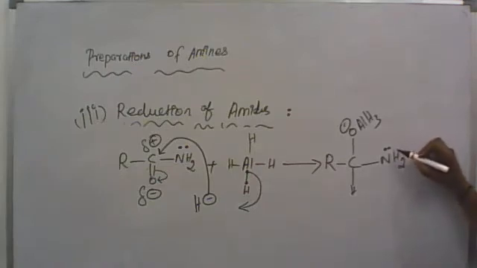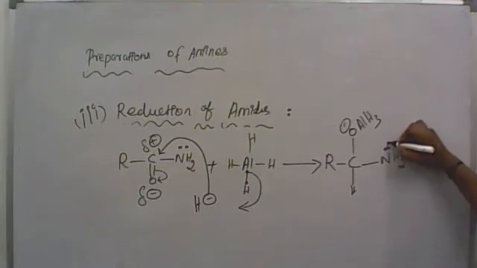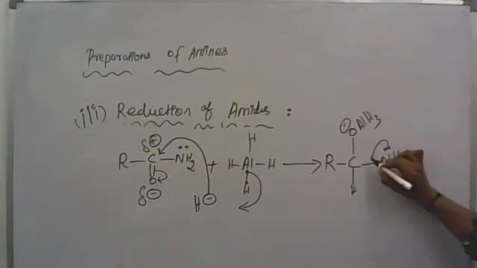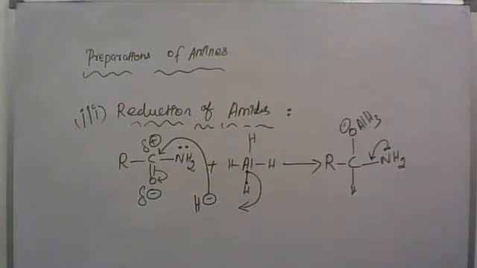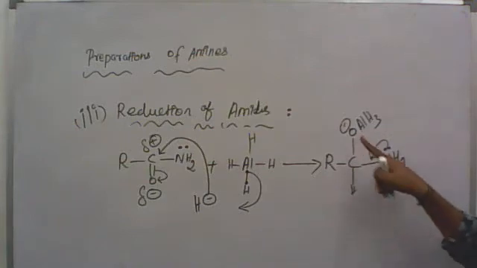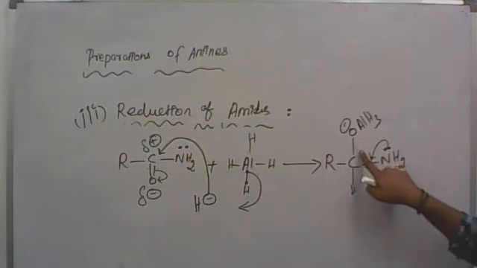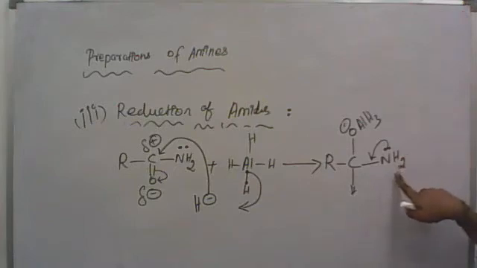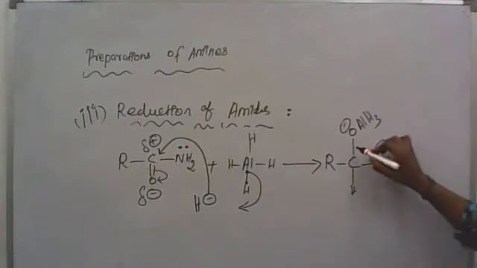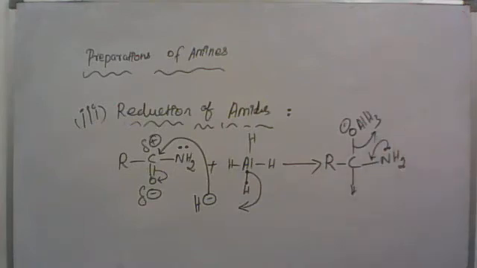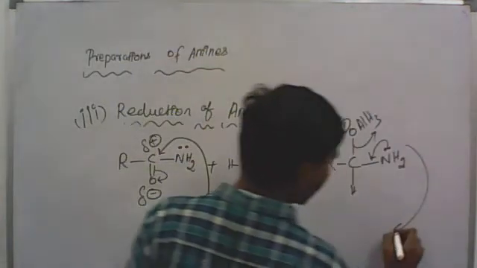Now this nitrogen is going to donate its lone pair of electrons to the carbon. Why? Because oxygen is a more electron withdrawing group, so it will continuously withdraw electrons. The carbon becomes electron deficient, so the nitrogen donates its lone pair of electrons. Now the bond is going to be eliminated from here.